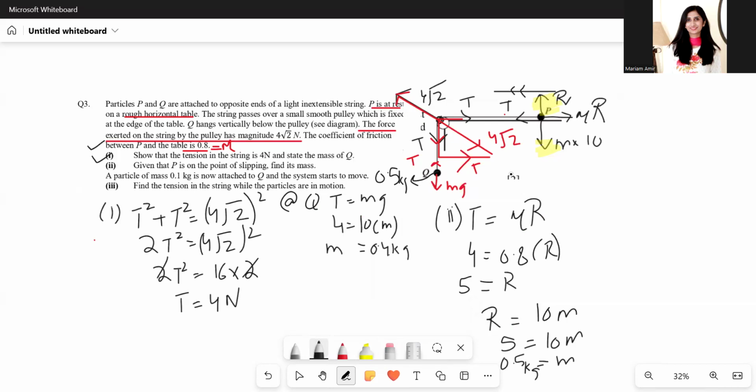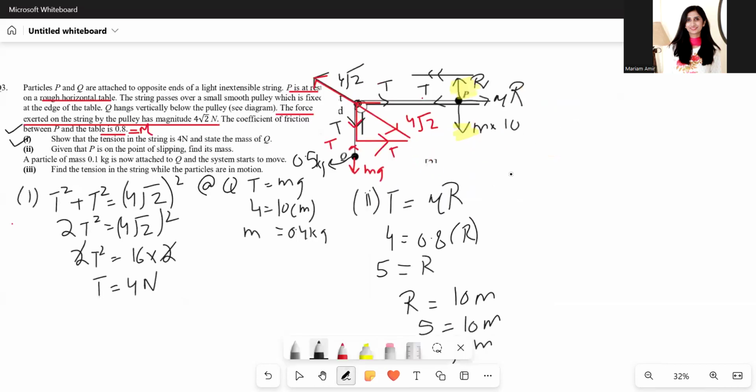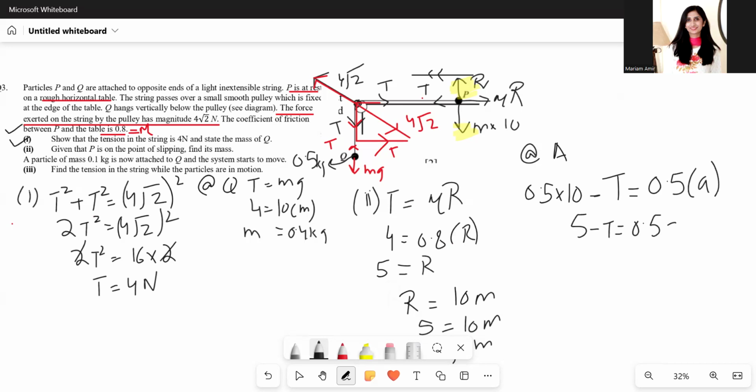Okay, and so now we're going to apply forward force minus backward force equals ma on both the particles. Forward force is mg, which is 0.5 into 10, minus backward force, which is tension, equals mass, which is 0.5 times a. So 5 minus T is equal to 0.5a.